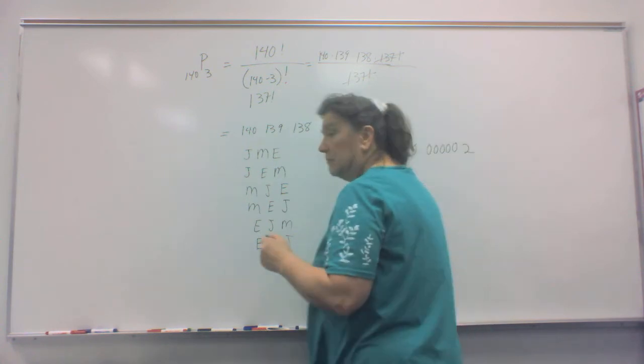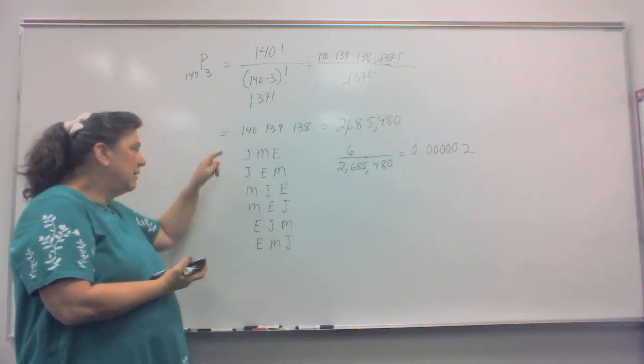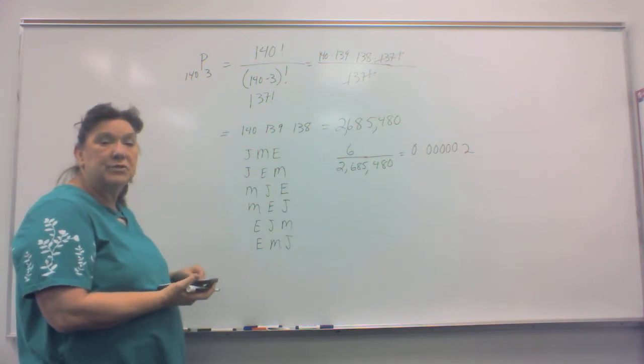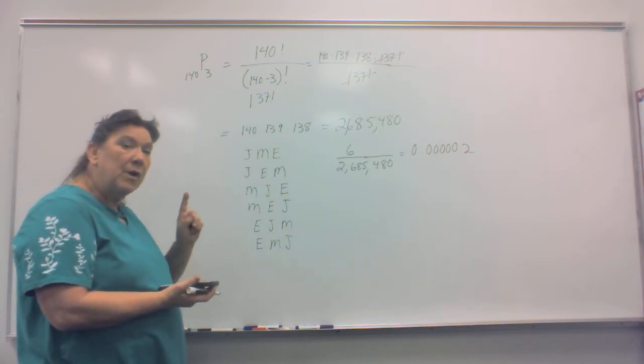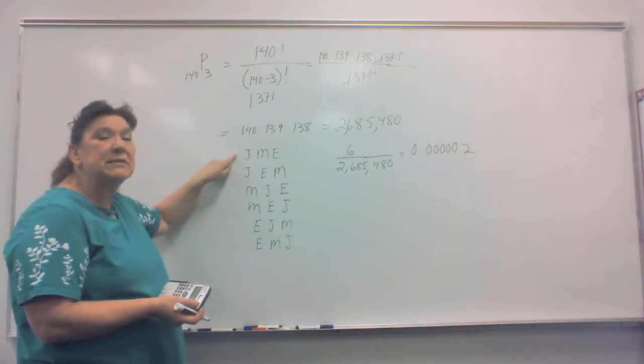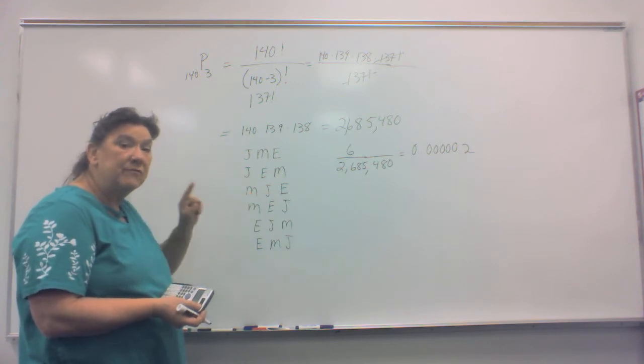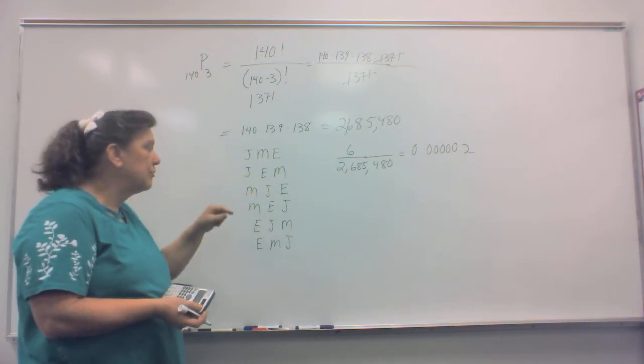5, 6. Okay, that's the probability that these three would take the first three places. But what if I said that John had to take first place and one of the two could take first and second place, the second and third place?